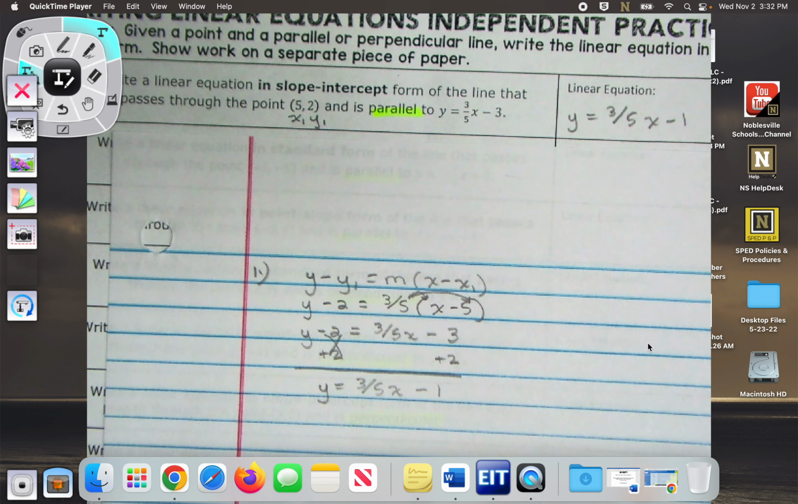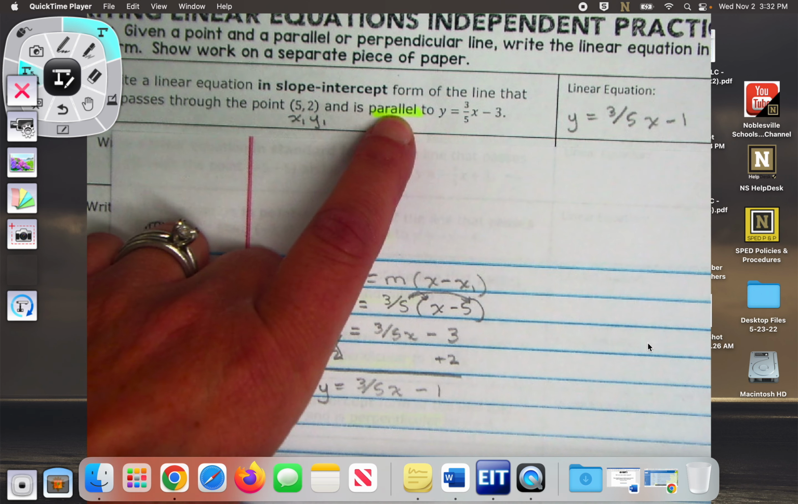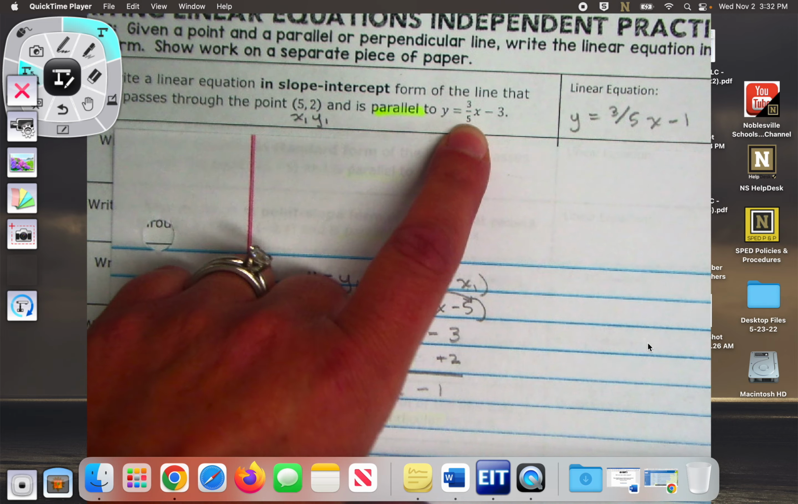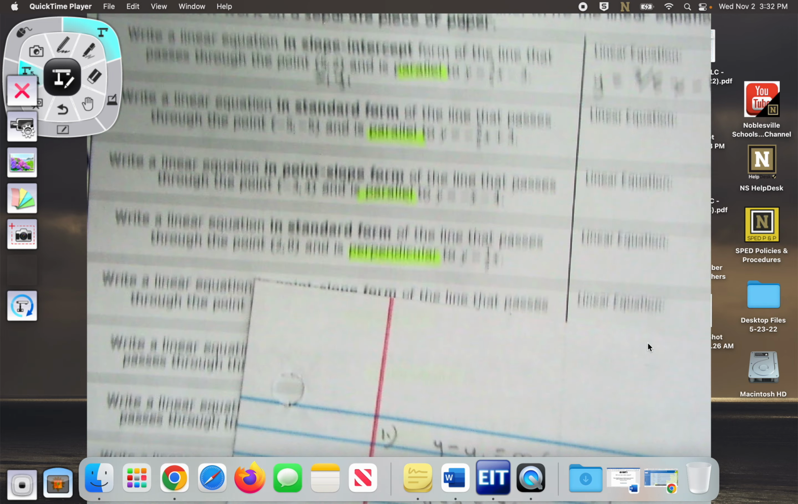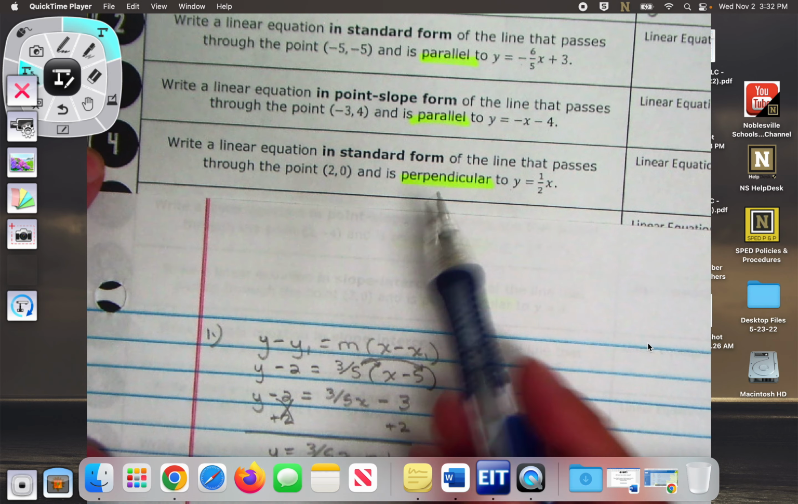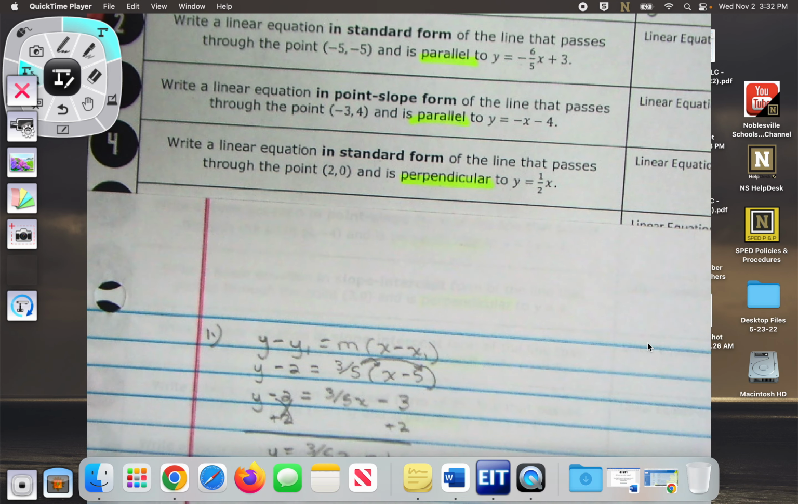So there's a couple things. This is very similar to what you guys did for e-learning. The added layer is you have to create a line that's parallel or perpendicular. So this right here is going to be a really important part of the equation that's given to you. Let's go down here to number 4, because this one they want in standard form and perpendicular, so it's different than what we just did.